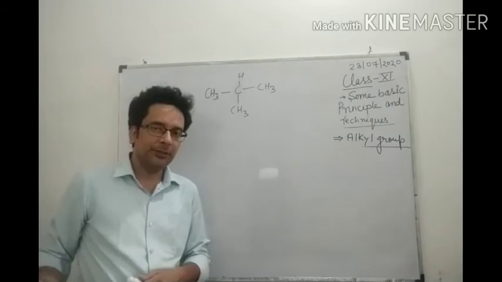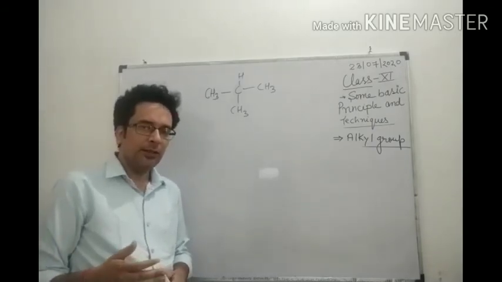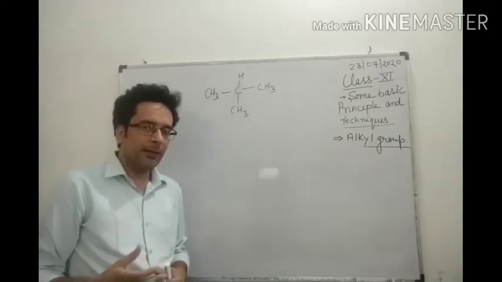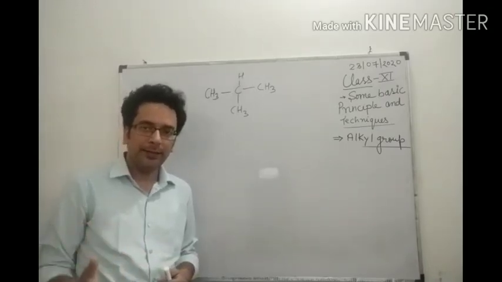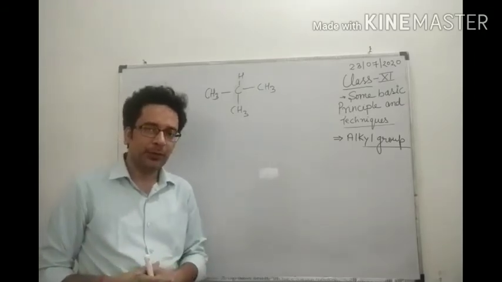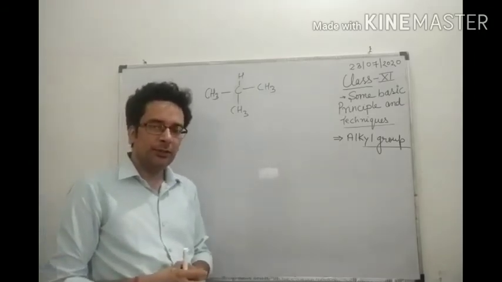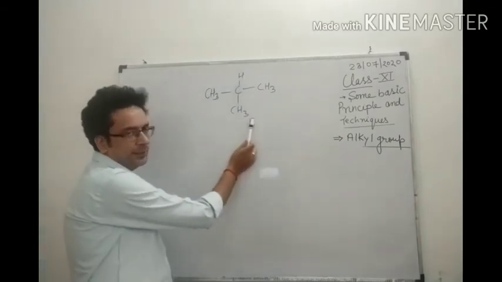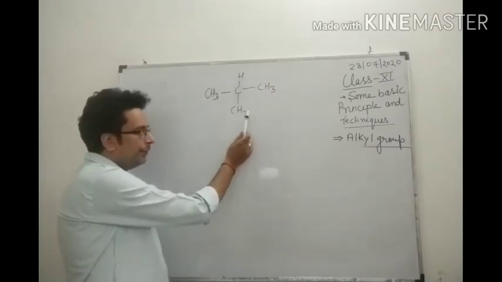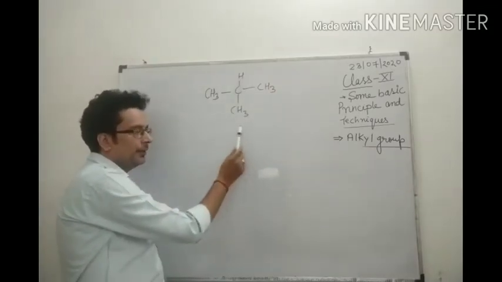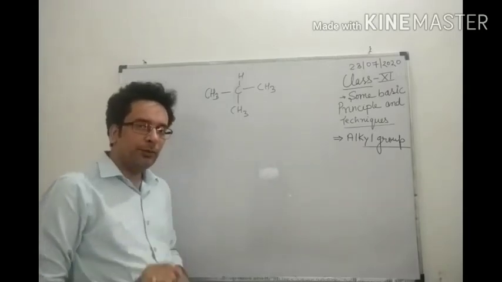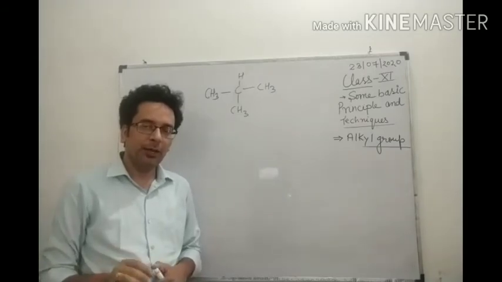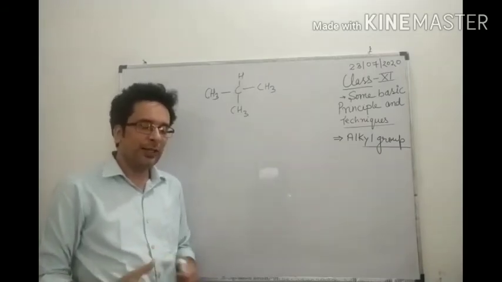But I think in the previous video we studied the uses of n, iso and neo. Now look here, it is a branch, no? It is branched, not straight. So if it is branched, it means the name butane alone is not correct. So what is the name?